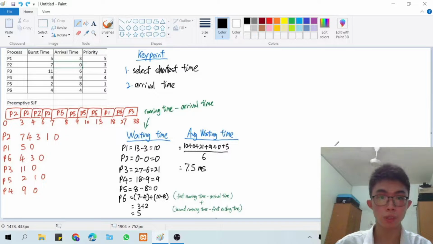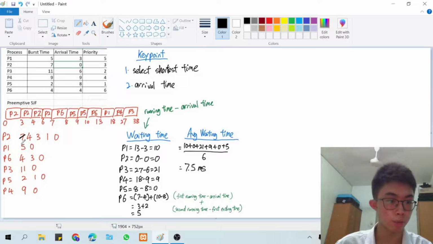Today, I would like to do a project presentation by using Preemptive SJF to solve this question. We start with 0 millisecond. The process is P2. It runs until 3 millisecond. Then P1 is coming with the burst time of 5 millisecond.